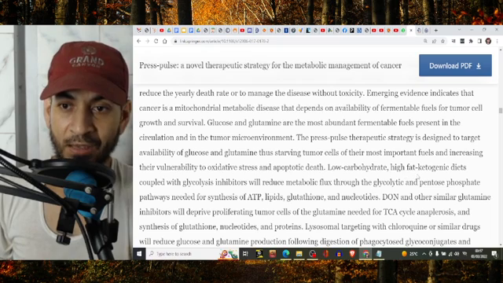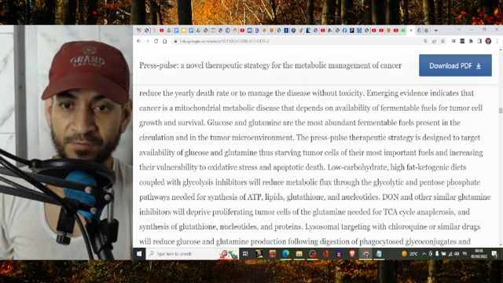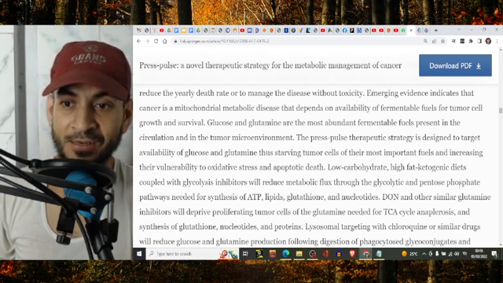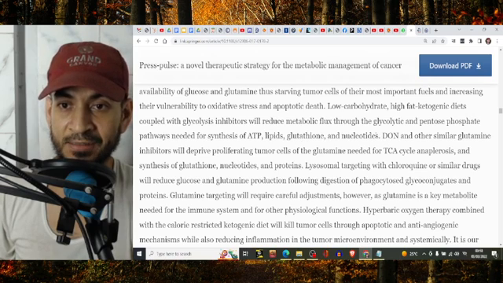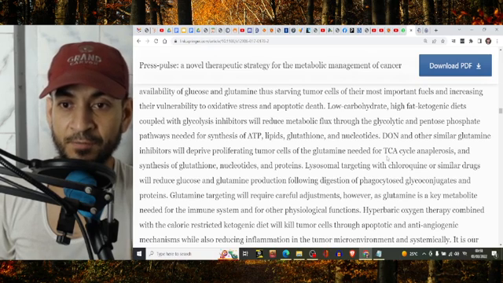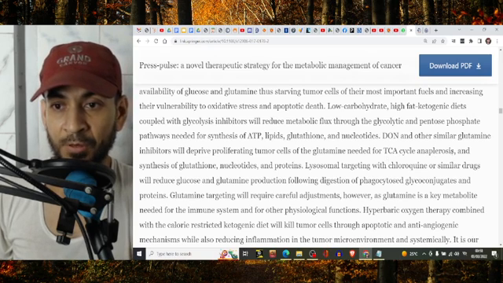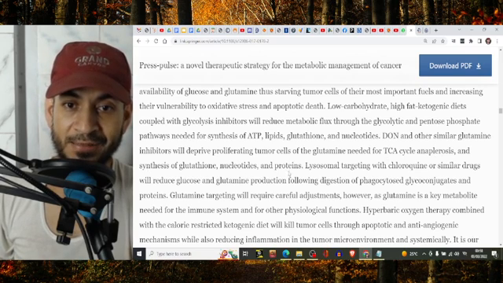Low carbohydrate, high fat ketogenic diets coupled with glycolysis inhibitors will reduce metabolic flux through the glycolytic and pentose phosphate pathways needed for synthesis of ATP, lipids, glutathione, and nucleotides. DON and other similar glutamine inhibitors will deprive proliferating tumor cells of the glutamine needed for TCA cycle anaplerosis and synthesis of glutathione, nucleotides, and proteins.